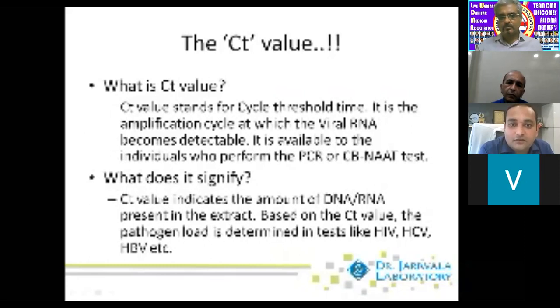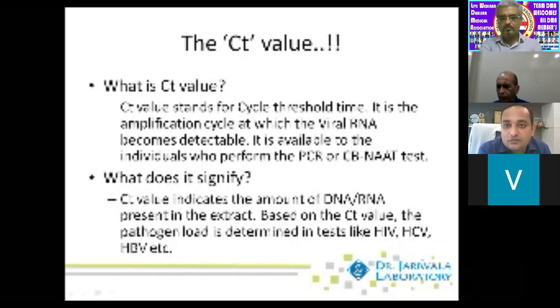The only thing which is talked about as frequently as RT-PCR is probably the CT value obtained from the RT-PCR. Now, we need to understand what this CT value is. CT value stands for cycle threshold time. It is the amplification cycle at which the viral RNA becomes detectable. It is a technical thing, available to every individual in a lab who is doing the RT-PCR test. Based on this CT value, the lab will identify if the virus is present or not, right?